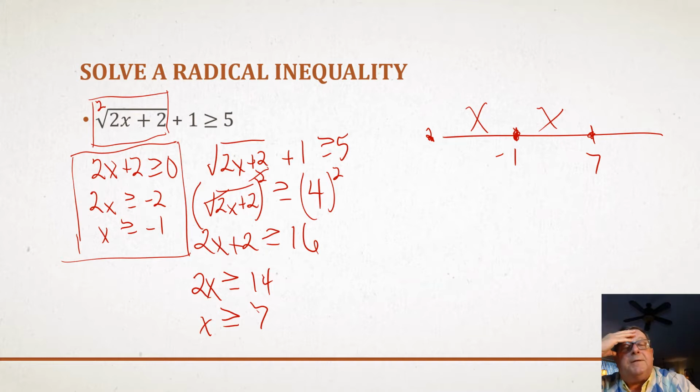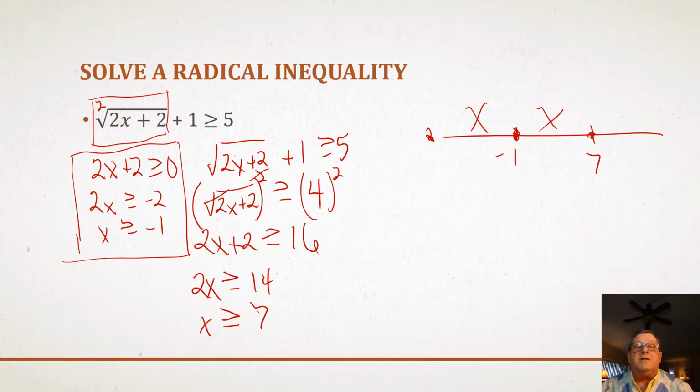Let's pick 8. So let's see. Now we got the square root of 2 times 8 plus 2. Well, let's see. The square root of 2 times 8, that's 16, plus 2, that's 18. Square root of 18 plus 1, is that greater than or equal to 5? And I'm just going to pull my calculator out, and I'm going to put the square root of 18 plus 1. And rounding to the nearest hundredth again, that comes to 5.24.